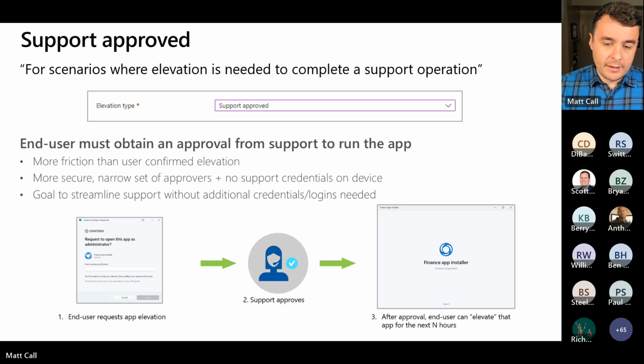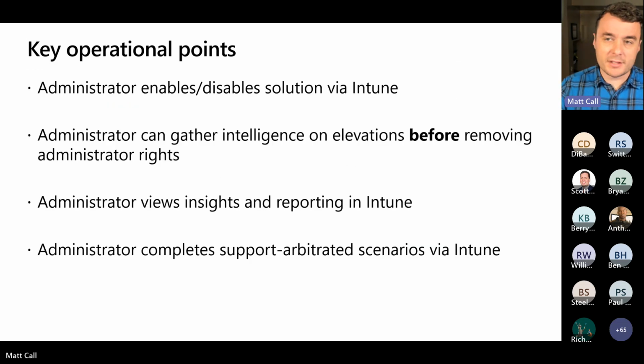So yeah, key operational points: the solution is disabled, enabled, all that stuff right through Intune. Administrators can gather intelligence on elevations before removing admin rights. So that's really key. You can deploy our solution prior, and then see what's elevating and create rules. You can do that. That'll be fine. And then all those insights, arbitrary scenarios, they're all in Intune.